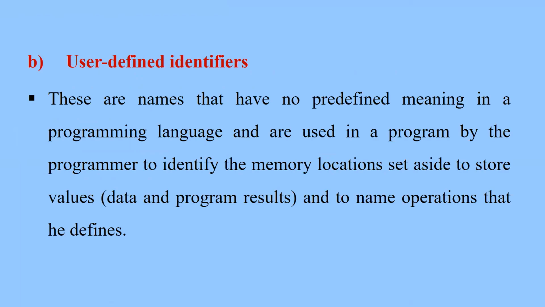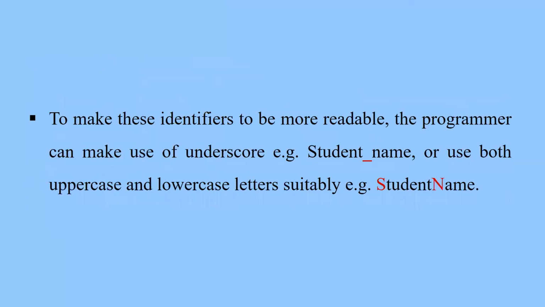Let's take a look at user-defined identifiers. These are names that have no predefined meaning in a programming language and are used in a program by the programmer to identify the memory locations set aside to store values, that is data and the program results, and to name operations that he or she defines. To make these identifiers more readable, the programmer can make use of underscore, for example student_name, or use both uppercase and lowercase letters suitably, for example studentName, StudentName.